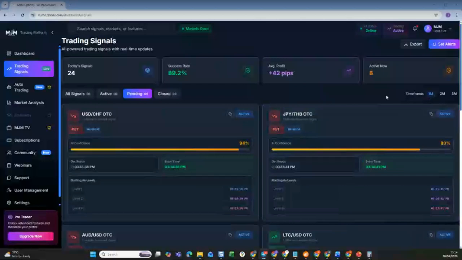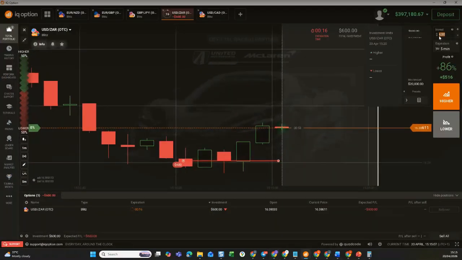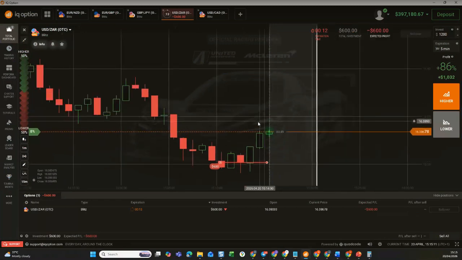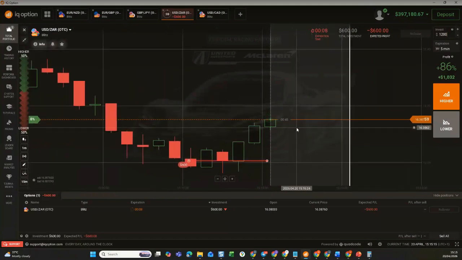1 minute time frame, you will see 1 minute standard signal. 2 minutes time frame, you will see 2 minute standard signal. 5 minutes time frame, you will see 5 minute standard signal. So let's start from 5 minutes and work our way down. In the meantime, I'm going to be getting ready to take the martingale level for this particular signal. So let's get ready.